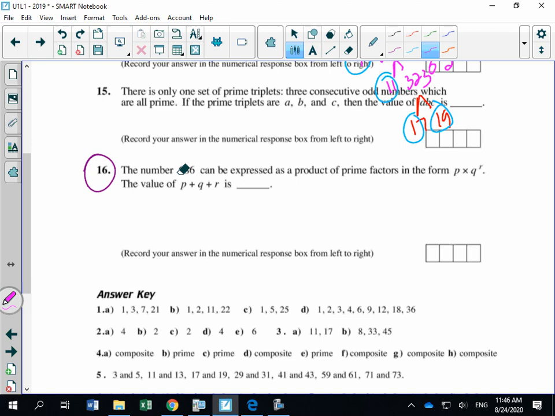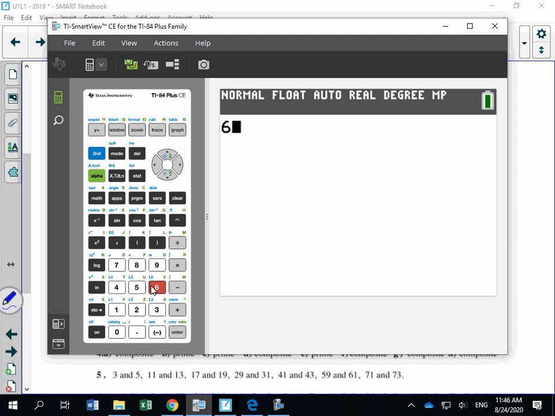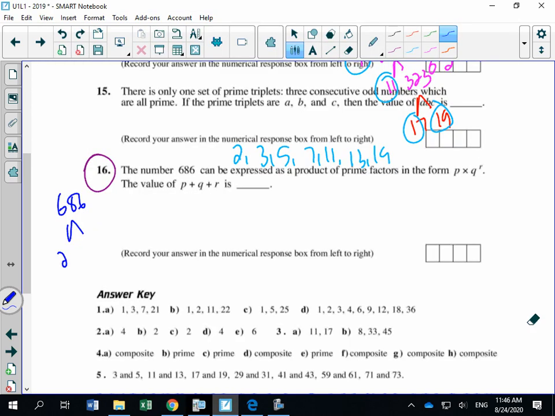Let's do this one. The number 686 can be expressed as a product of prime factors. So let's express this as a product of the prime factors. For 686, our primes are 2, 3, 5, 7, 11, 13, 19. Let's divide it by 2 first. 686 divided by 2, and I get 343. That 2 will not work. Let's jump up to 3. 343 divided by 3.